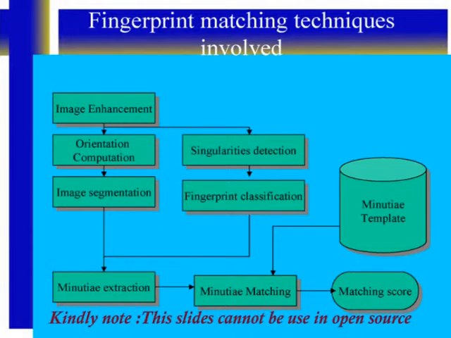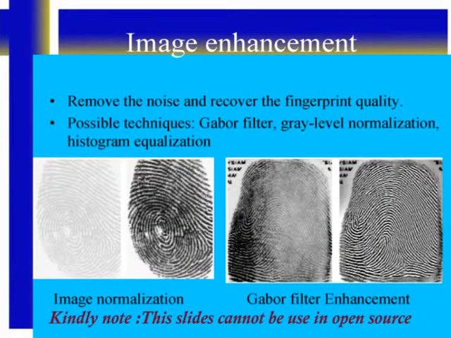In general, when you get an image, you do an image enhancement first. Then you do orientation computation, you do image segmentation, finally you detect singularities and you classify fingerprints. After all this, you extract the minutiae and then you do the minutiae matching against the minutiae templates that you have. This is what yields the matching score. Let's first look at image enhancement.